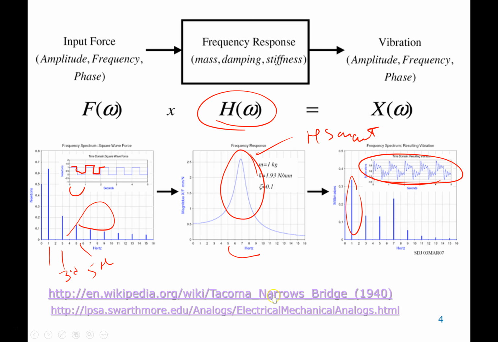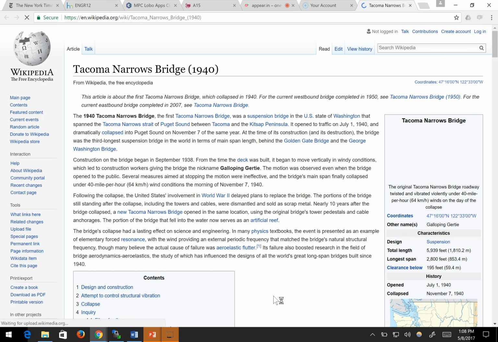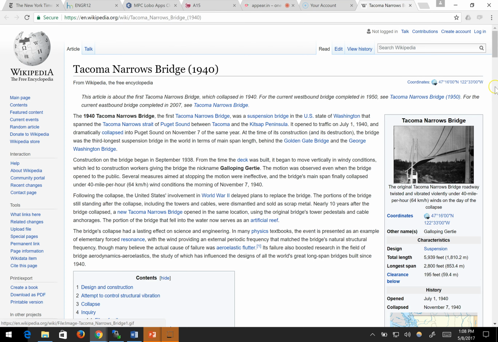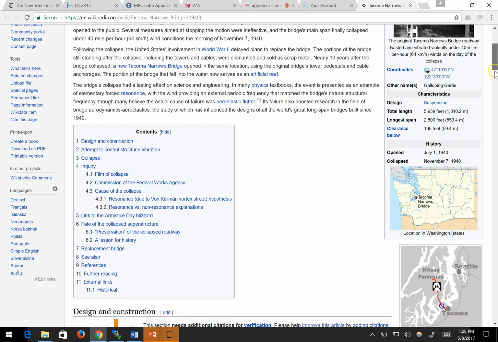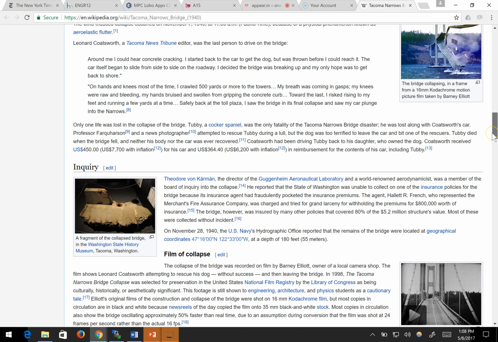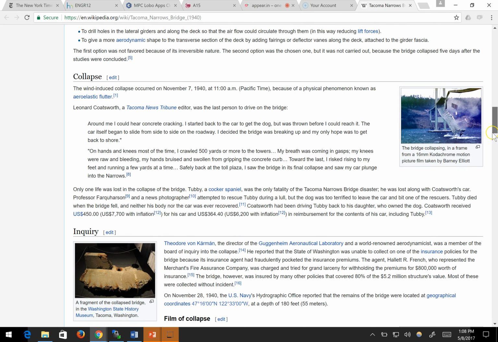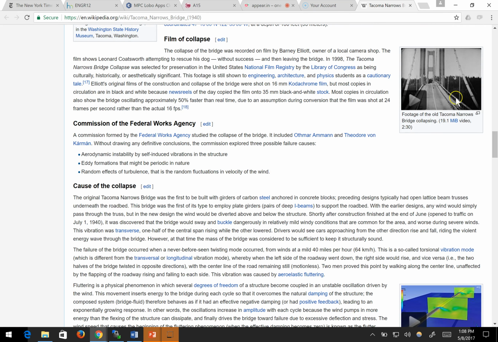And why does that matter? Have you heard of the Tacoma Narrows Bridge? Yeah, that's the one that fell down, right? The one that fell down. They called it Galloping Gertie, I think.